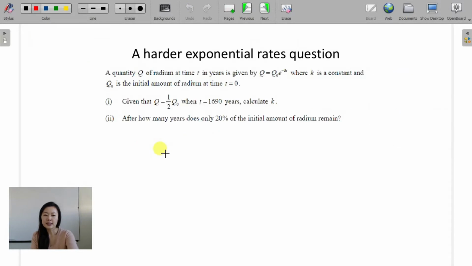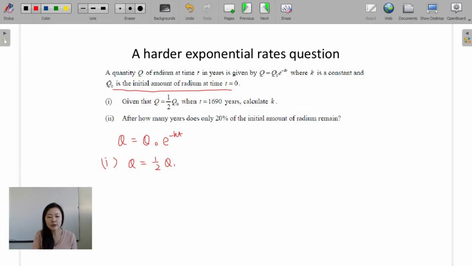So that's a pretty basic one, just to show what exponential growth is, how you find k, and how you find the rate. The harder example is where you're given a relationship rather than actual values. You're given Q equals Q0 e^(-kt). Q0 is usually your initial amount. We never know what Q0 is, but we know that Q equals half Q0 when t is 1690.